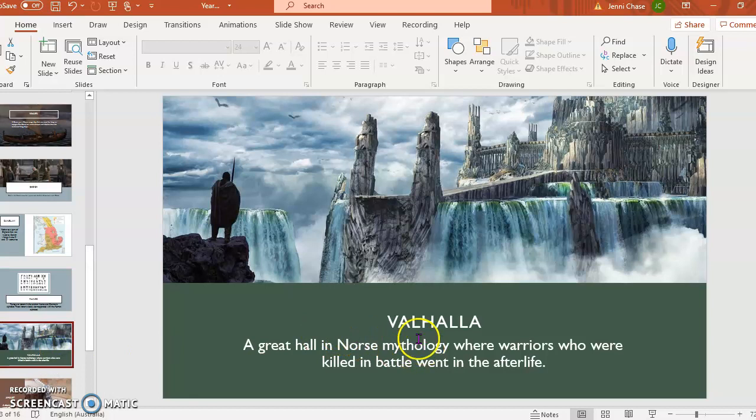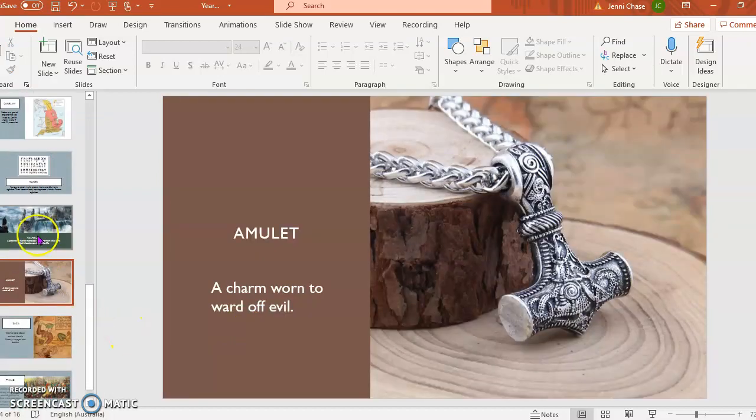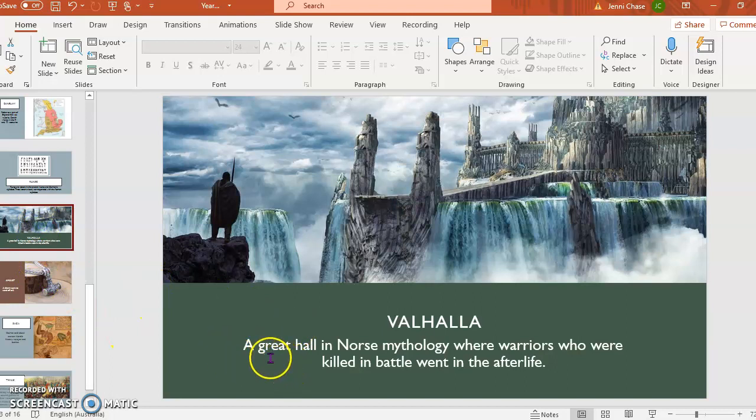Valhalla. Again, we will look at this in more detail, but Valhalla was basically heaven for the Vikings. It was a great hall in Norse mythology and their myths and legends, where warriors who were killed in battle went in the afterlife. You may have heard of that word, Valhalla. Again, we'll look at that in more detail. Just be careful with the spelling there, two L's.